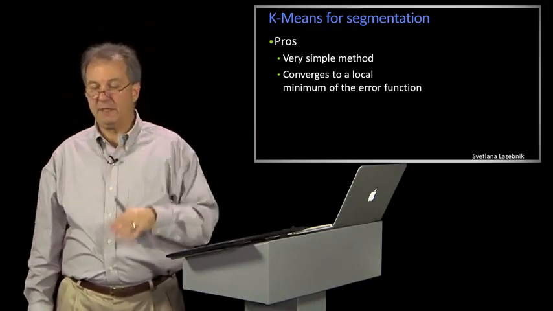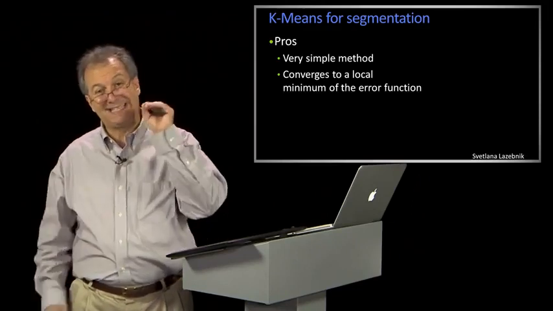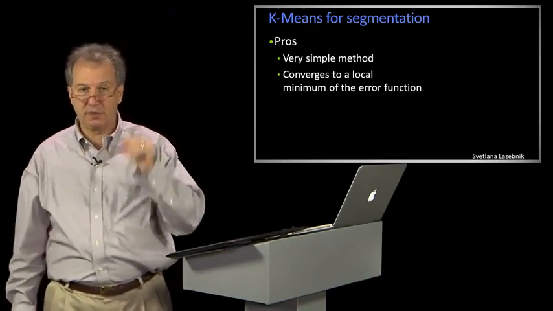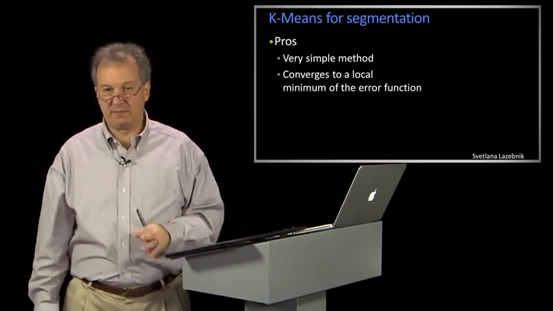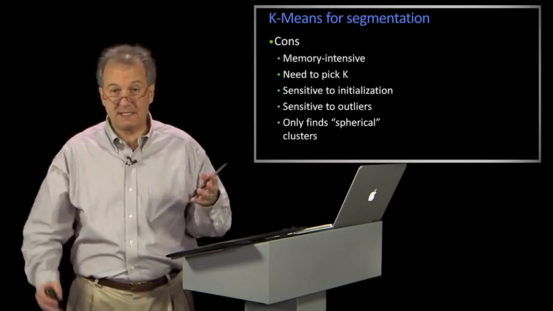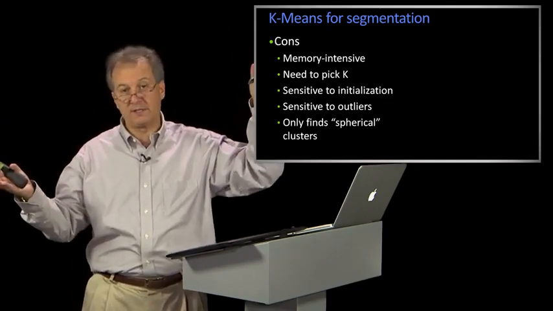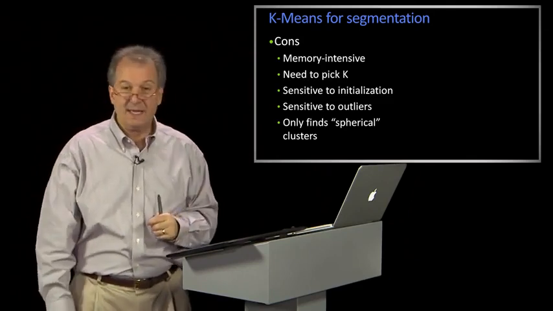K-means, or something like k-means for segmentation, has some strengths. It's very simple to do. By the way, it's guaranteed to converge. You can sort of show that. But it has some distinct challenges. First of all, it tends to be very memory intensive because you're keeping all of your points and you're shuffling them around in a membership way.